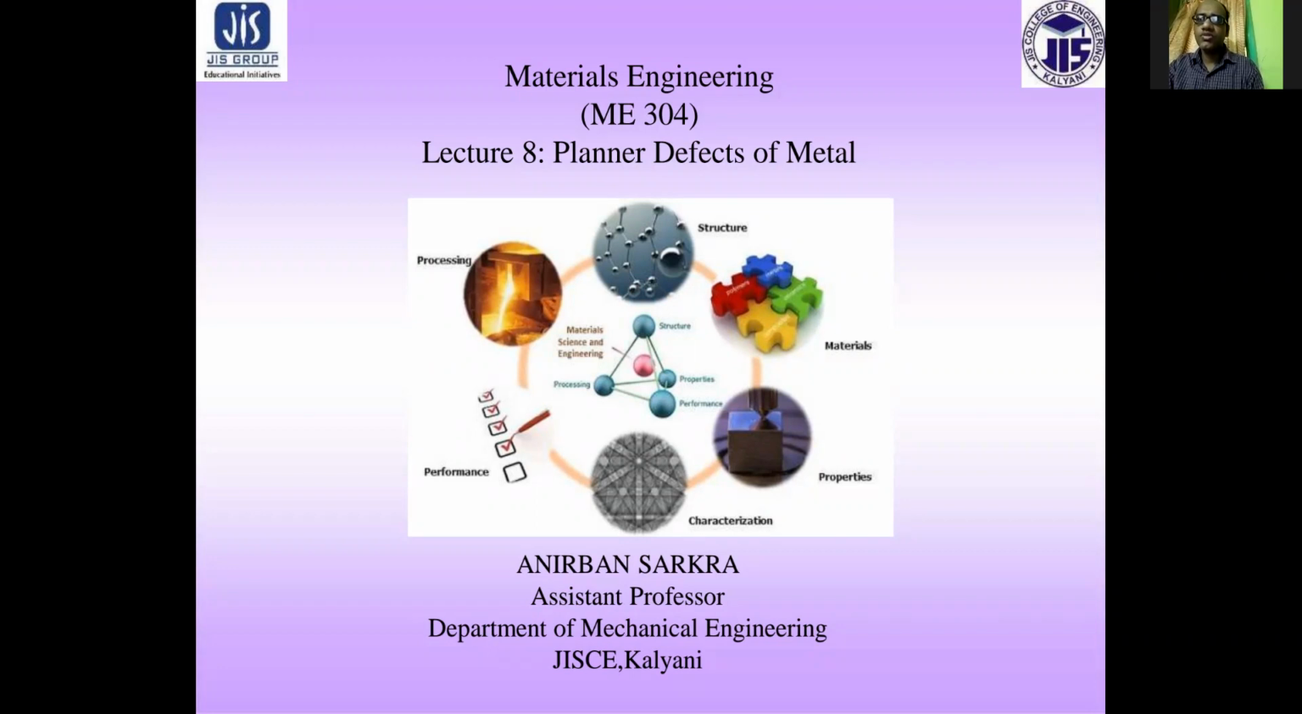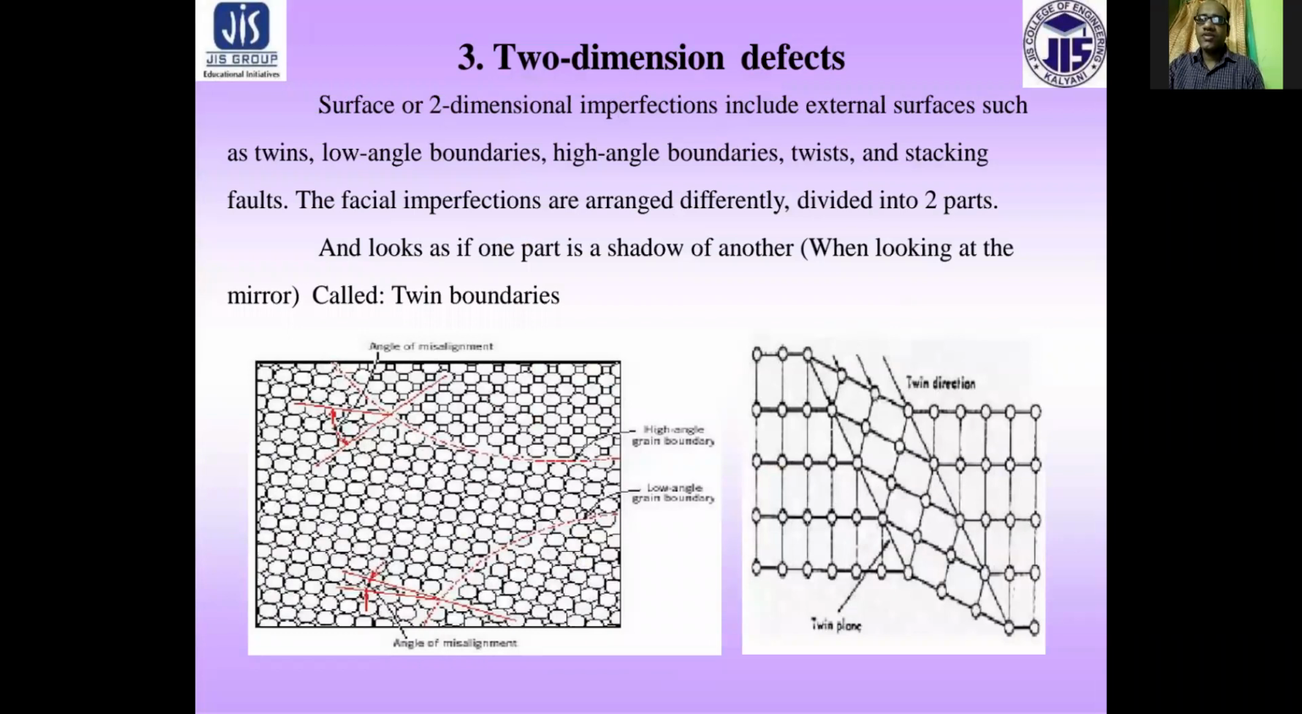Today's session, we will discuss the planar defects of metal. The planar defects, or two-dimensional defects, occur at the surface. This includes external surfaces such as twins, low angle boundary, high angle boundary, twist, and stacking fault. The interfacial imperfections are arranged differently, divided into two parts, and look as if one part is a shadow of another when looking at a mirror. That is called the twin boundary.